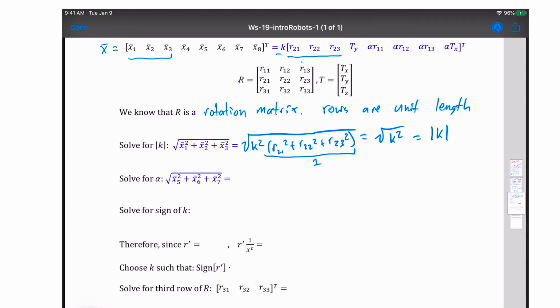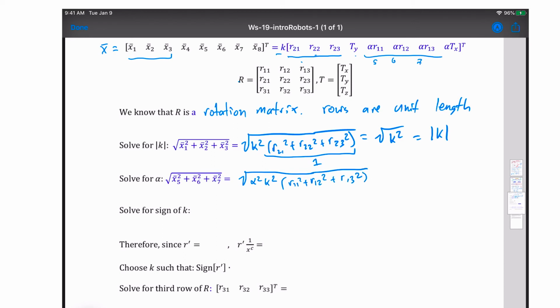We can similarly solve for what alpha is. We know that this alpha term here, so you've got alpha times this. This is 1, 2, 3, 4, this is 5, 6, 7 quantities here. So then we can solve for that. This is equal to alpha squared k squared times our quantity of r11 squared plus r12 squared plus r13 squared.